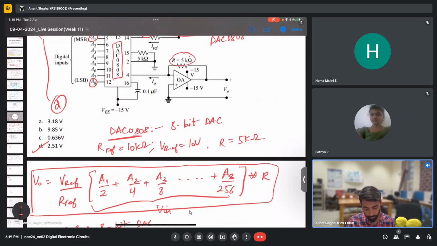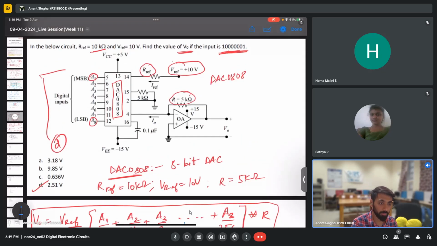Is there any doubt in this problem? This is just a straightforward problem. Most of the problems in this lecture will be straightforward, based on the formulas. You just need to learn these formulas, and each and every question will get solved in minutes. So just be aware of that.